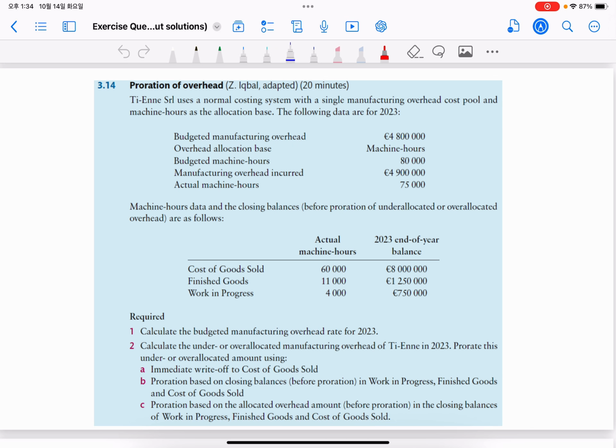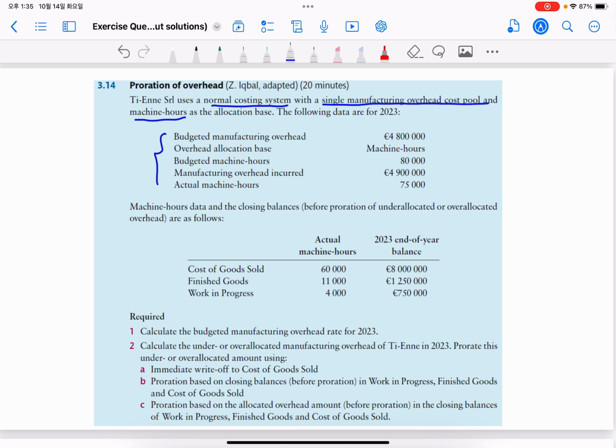Okay, now let's move on to the proration of overhead question. Assume that you have gone over it by hand. Let's go through the problems together. Note that this company is using a normal costing system, and there is only one single cost pool where the machine hour is used as the allocation base.